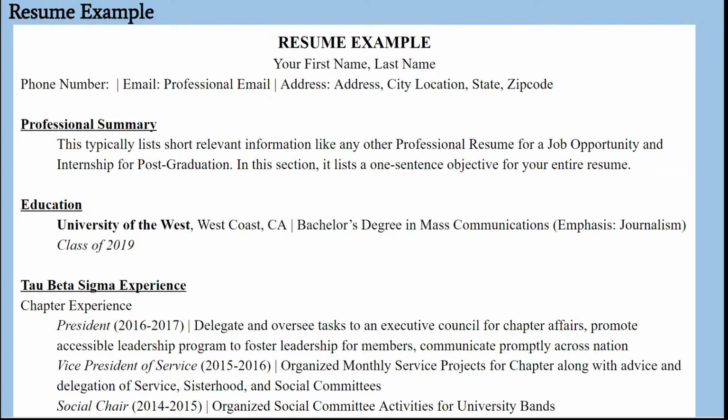And it has the details of what you would typically have in a resume with a professional summary and your education and the data to include your name, phone number, and all that relevant information. And then on here, it shows Tau Beta Sigma experience. And for this hypothetical example, this candidate has experience as a president and vice president of service, and even started pretty early in their career as being a social chair for this chapter.